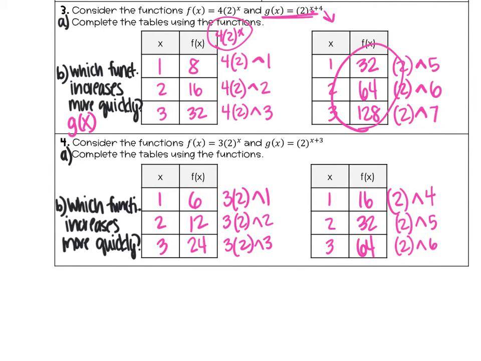Okay, so this is what you should have gotten for your 2 tables. I wrote to the right here of each of them just what I plugged in to get those numbers. And then our question B, which function increases more quickly? So in this one, it's a little more obvious at what's happening. It still looks like it's timesing by 2, but this right one, our g of x, is increasing more quickly.